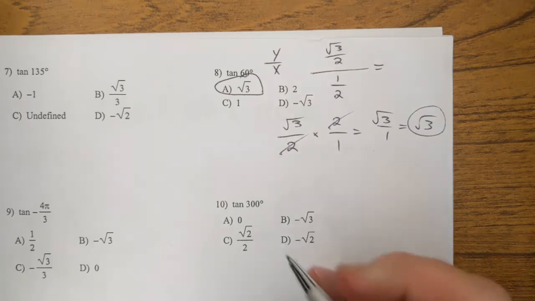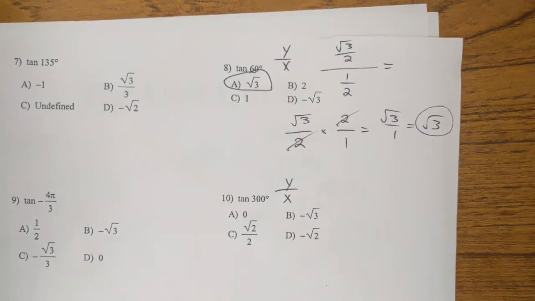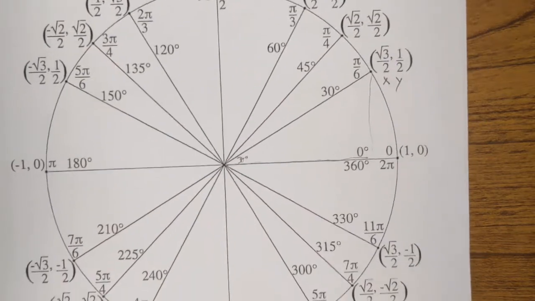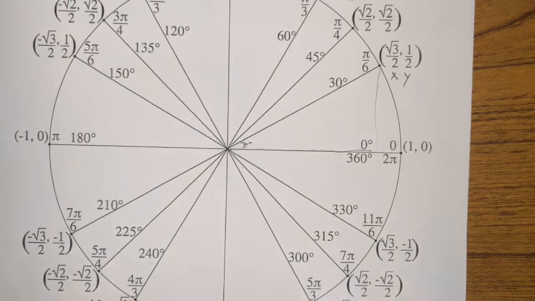Tangent of 300 degrees. Remember, tangent is y over x. So let's find 300 degrees on my unit circle. Okay, my coordinates are right here, 1/2 and negative radical 3 over 2.